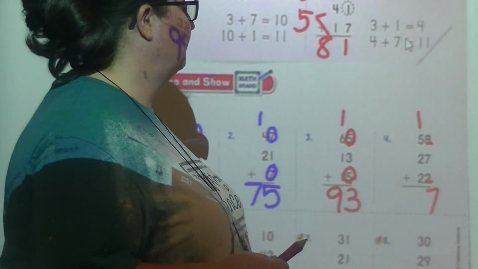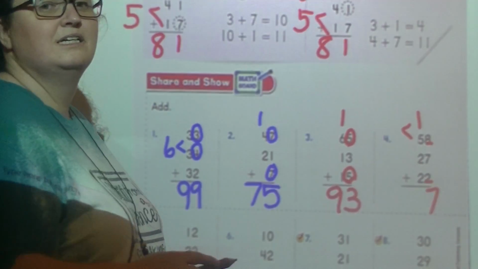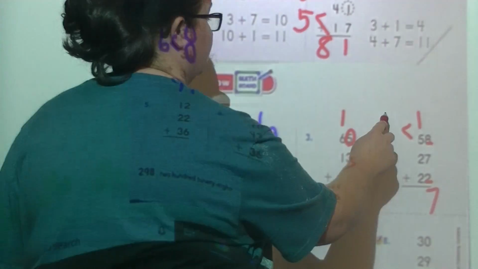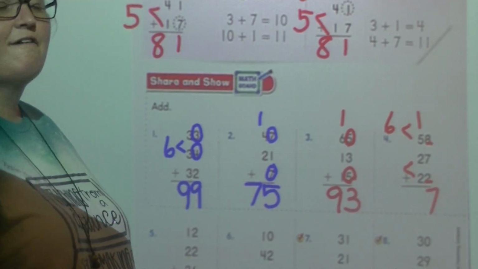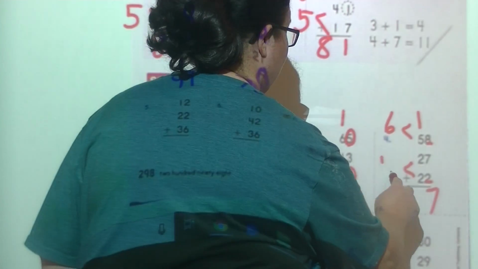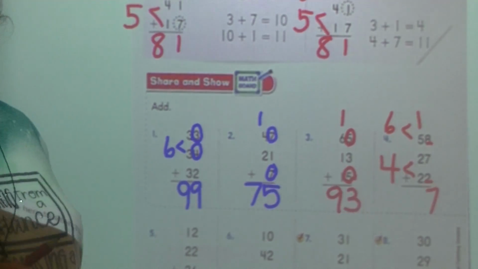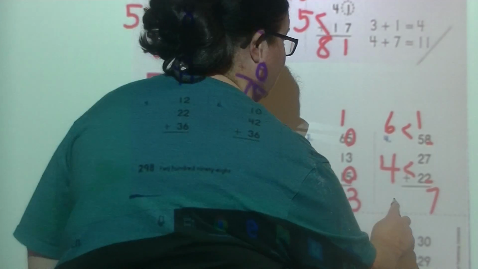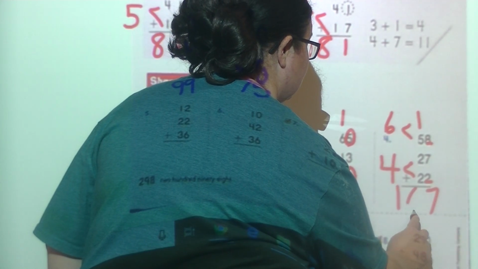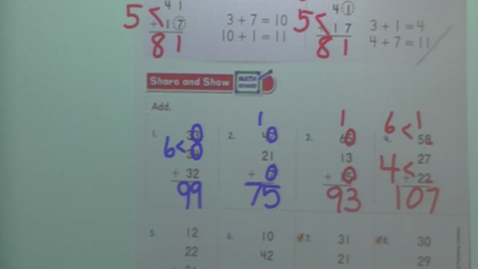All right, now we can add on this side. 1 plus 5 is 6. 2 plus 2 is 4. Now we have two numbers again. What's 6 plus 4? It's 10. That 1 goes in the hundreds place. 0 goes in the tens place. 107.